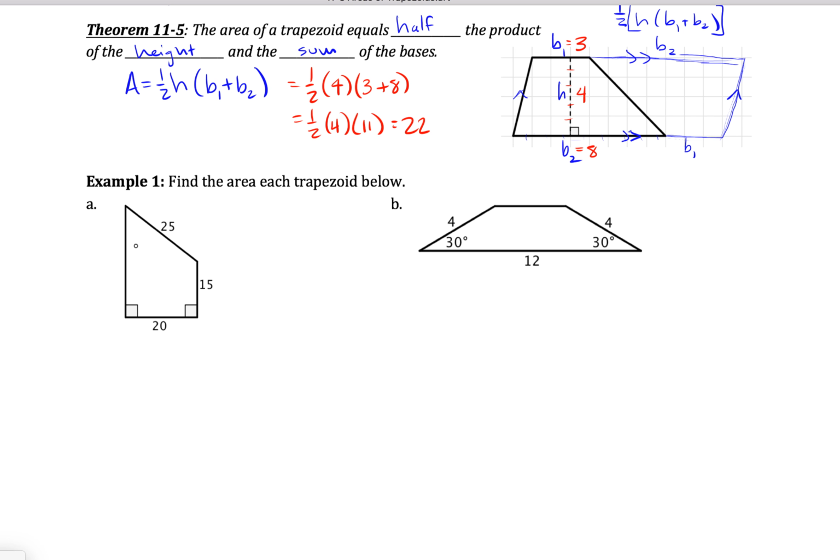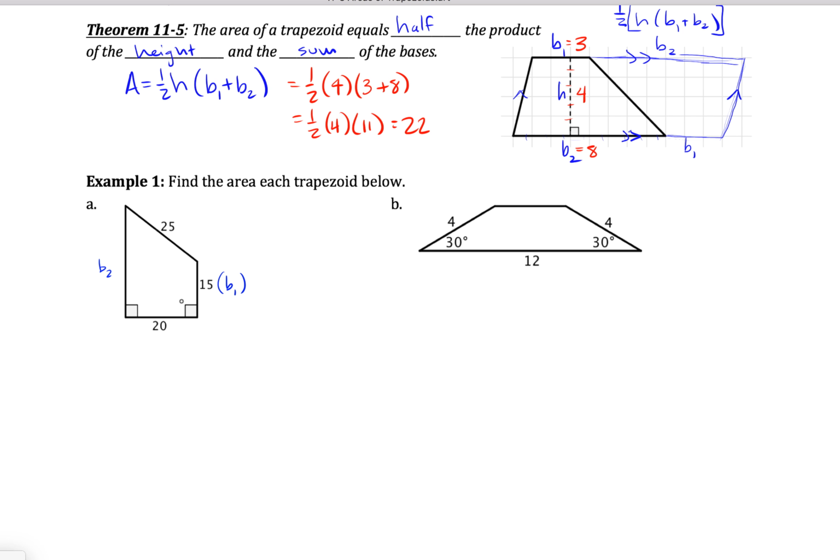If I look at example A, I have this right here, which is going to be one of my bases. So I'll say that's base 1. But this measurement over here, that's base 2, right? I'll put a little B2. That's base 2. I'm going to need to know that. I also need to know the height of this trapezoid.